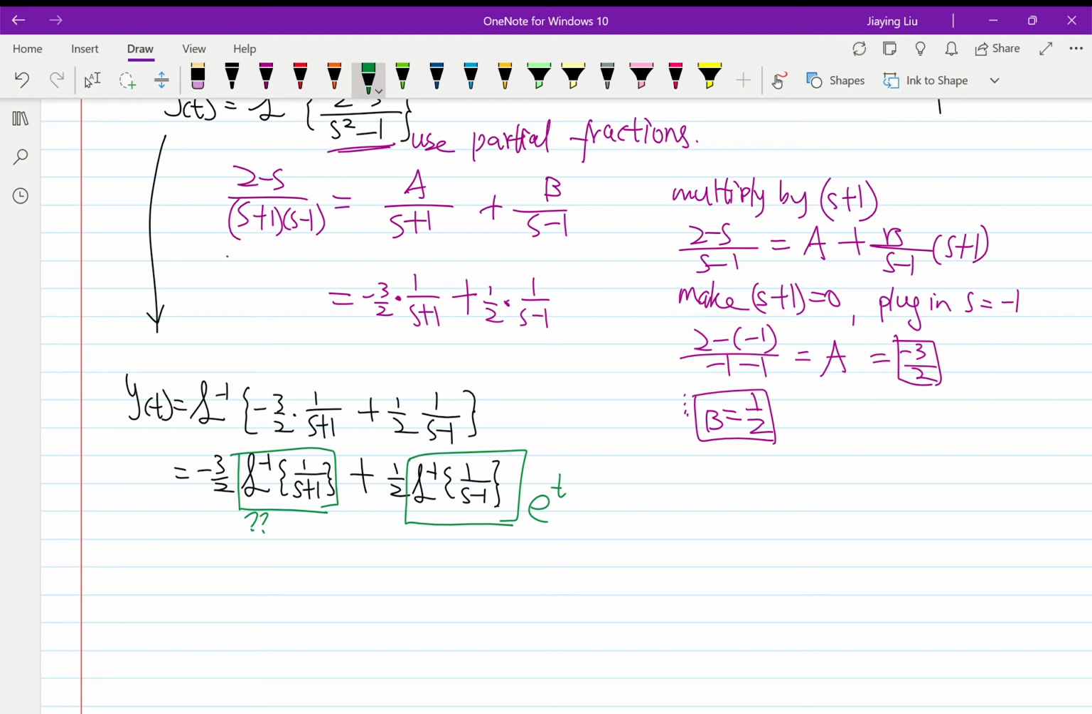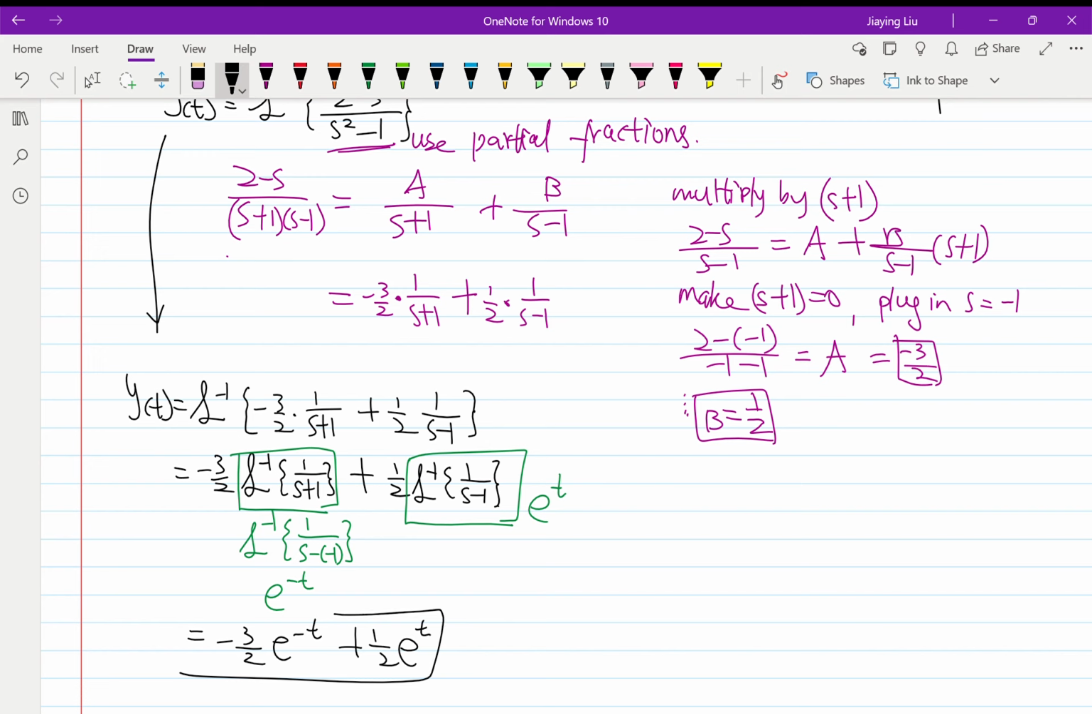Excellent, because that's really just the same, right? You can treat it as 1 over s minus a negative 1, with a negative 1 being the a. So this is really the same thing as inverse of 1 over s minus negative 1. So that will give us e to the negative t. Excellent. So in the end it's negative 3/2 e to the negative t plus 1/2 e to the positive t. Questions?